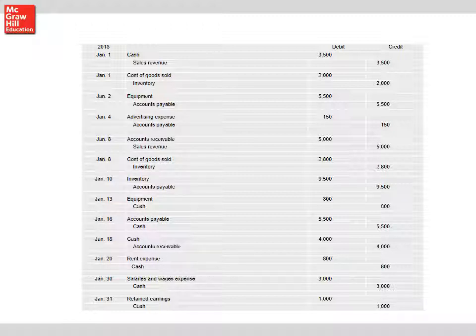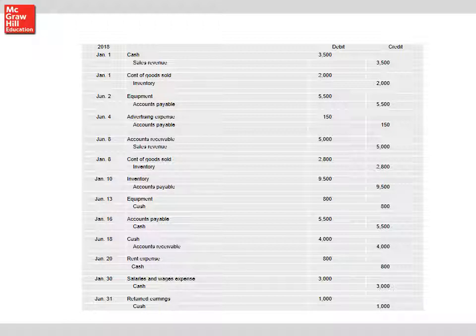The 18th, they received $4,000 from customers on account. So now they're receiving cash. They increase the cash on the debit side. They're receiving it from customers on account. So these are customers whose revenue has already been recorded. It's just that we're keeping track of what they owe us in accounts receivable. They don't owe it to us anymore. We credit their account. Credit accounts receivable.